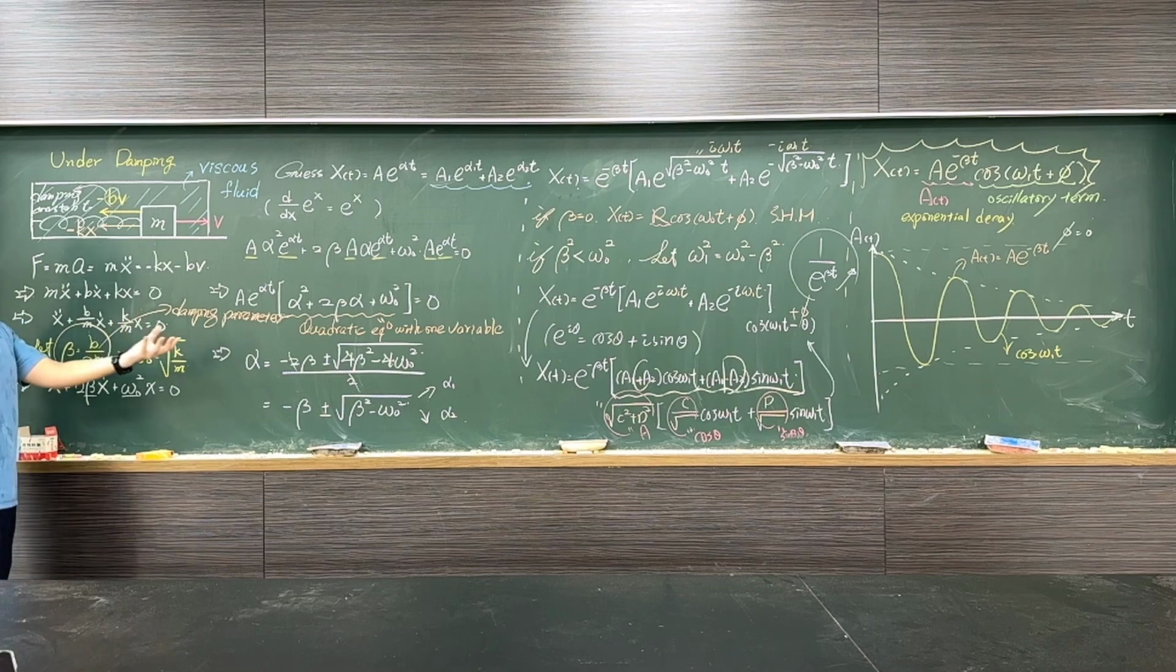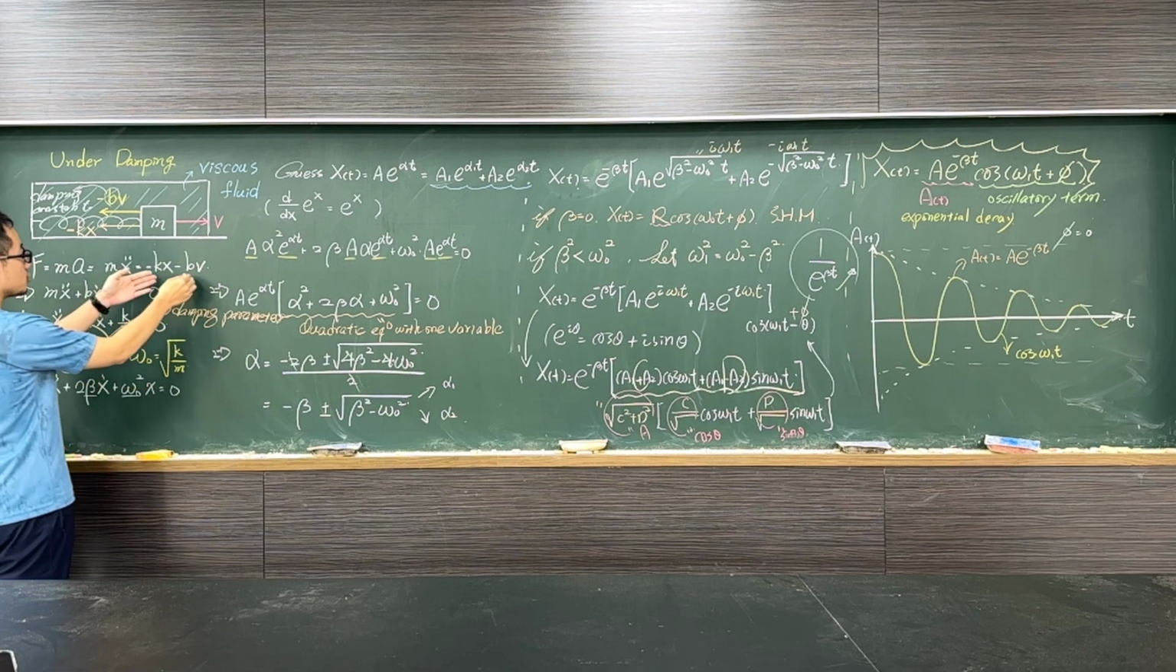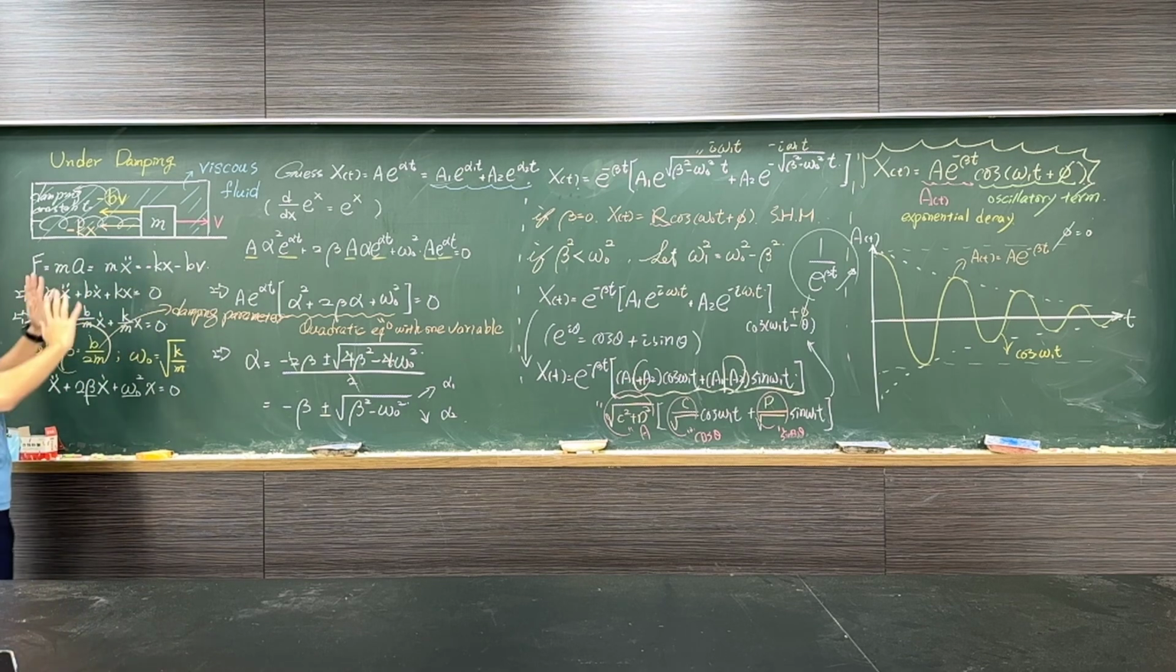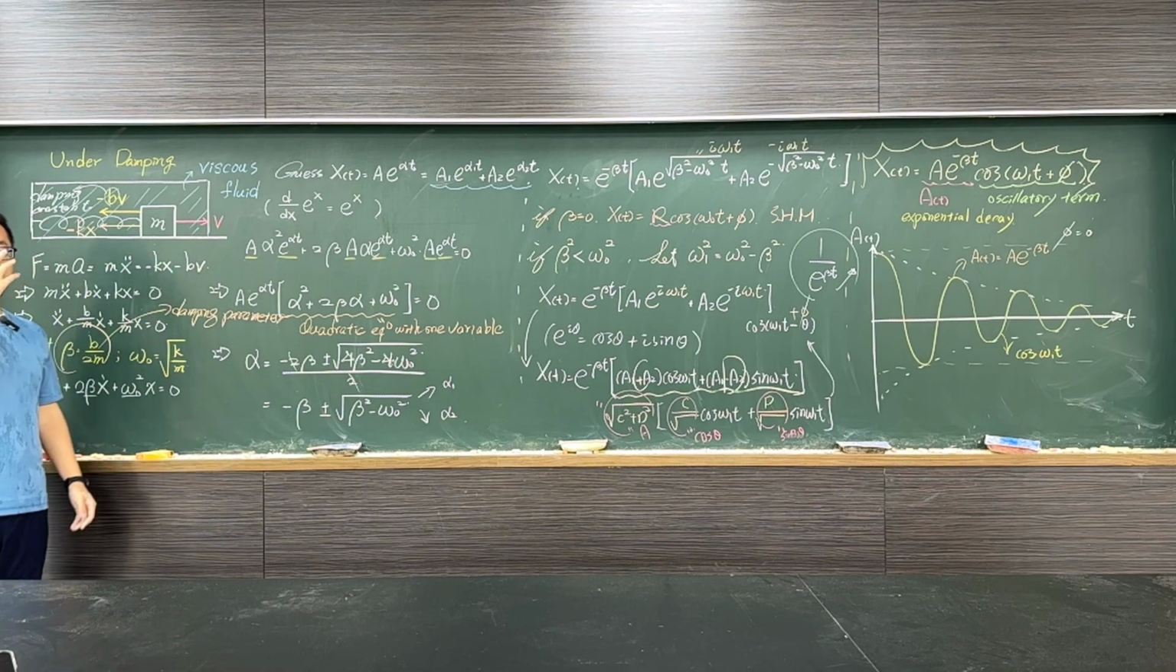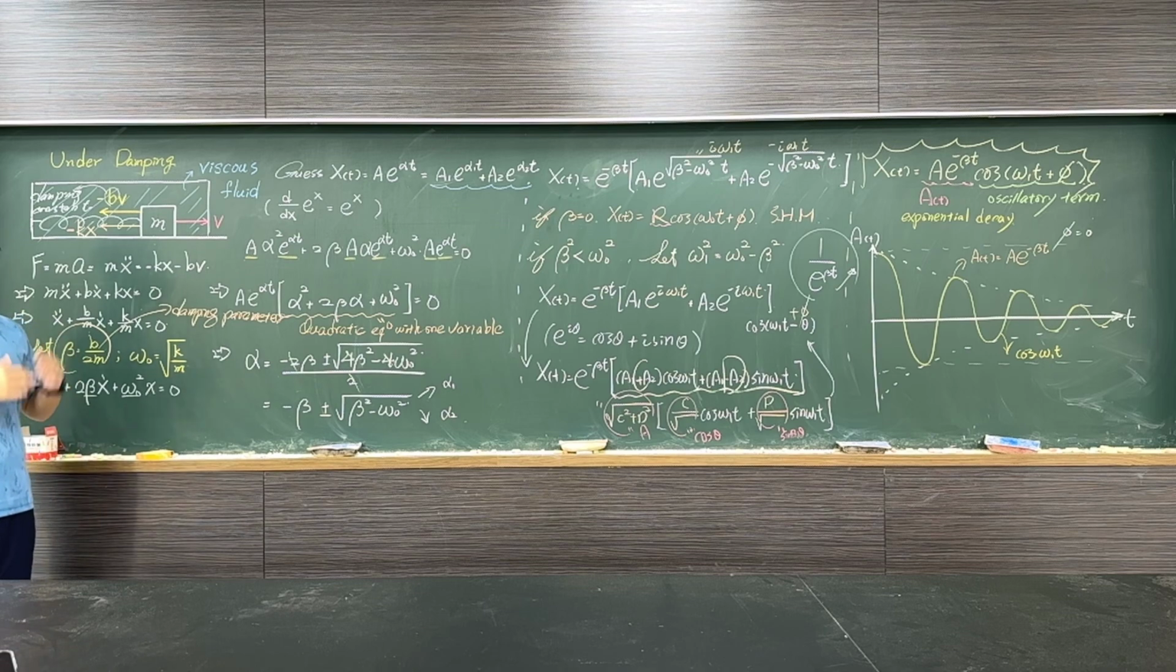The b is some kind of damping constant. Move these two terms to the left, and you get a differential equation. The most complicated part is how to solve this differential equation. We have three variables: the mass m, b, and k. In order to simplify all these terms, I'll simply let beta equal b over 2m, and omega naught is the square root of k over m.